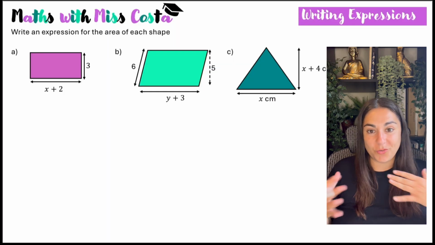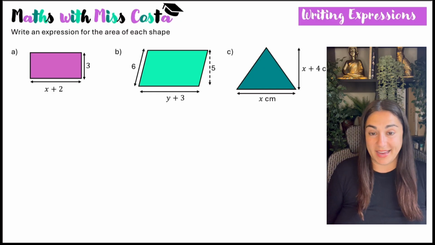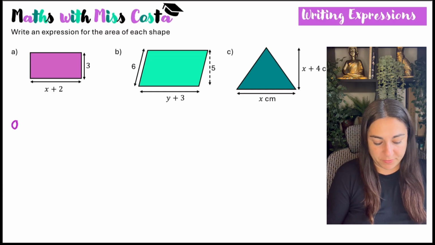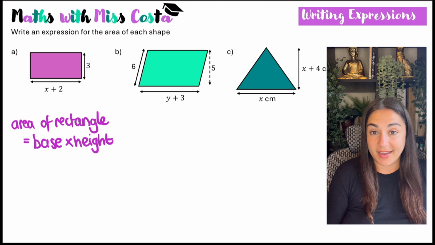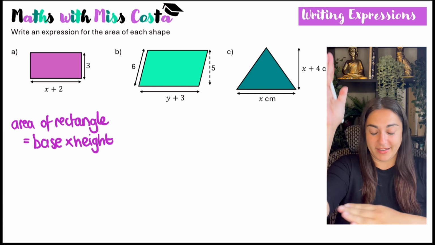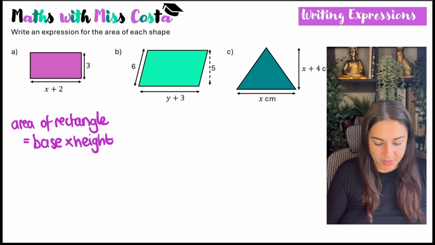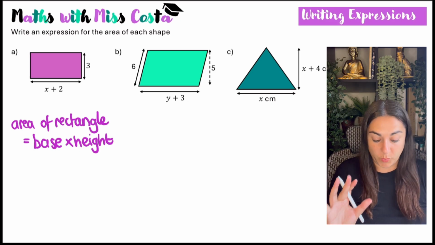Okay, so now we're going to write some expressions with area. So hopefully we remember the area of each shape. So to work out the area of a rectangle, what's the formula? The area of a rectangle is base times height, or you might know it as length times width. It doesn't matter, just basically the bottom side times the height. Okay, so I just need to write an expression. I'm not solving anything, I'm just saying what do I need to do.